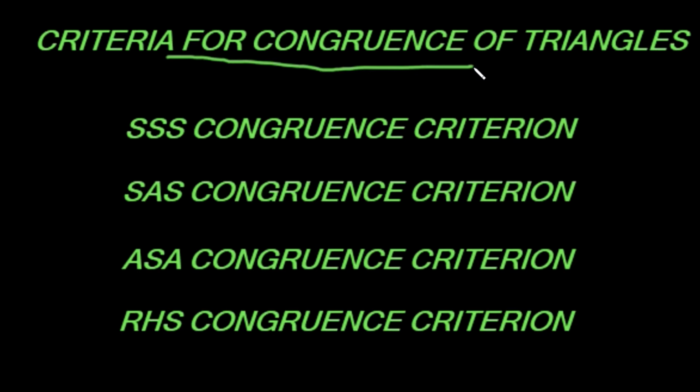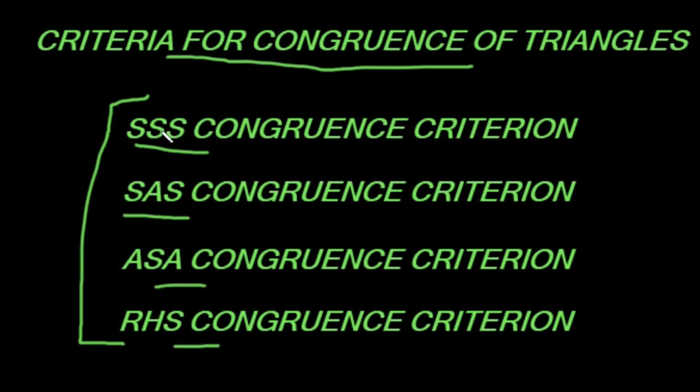There are four types of congruence criterion. These are the four important types. The first, SSS congruence criterion, SAS, ASA, RHS. SSS stands for side-side-side congruence criterion. SAS stands for side-angle-side congruence criterion. ASA stands for angle-side-angle congruence criterion. RHS is especially for the right angle triangle congruence criterion.